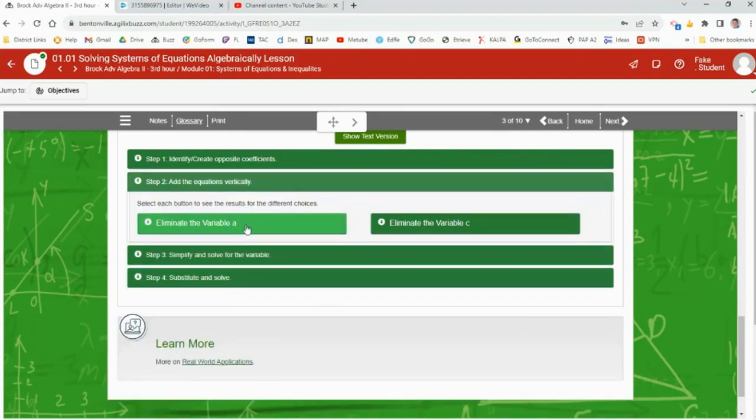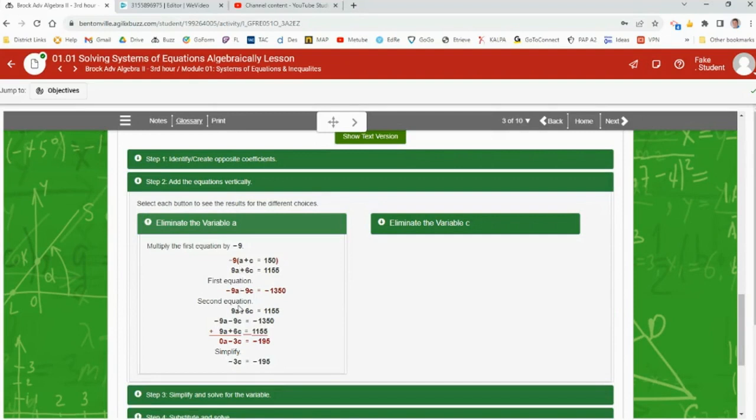If we chose A, we'd add that together. There's the ones we ended up with right there. So when we add those together, the A goes away. We end up with -3C's because we have -9C's and positive 6C's. So -3C's equals -195. When we simplify that, that's what that equals.